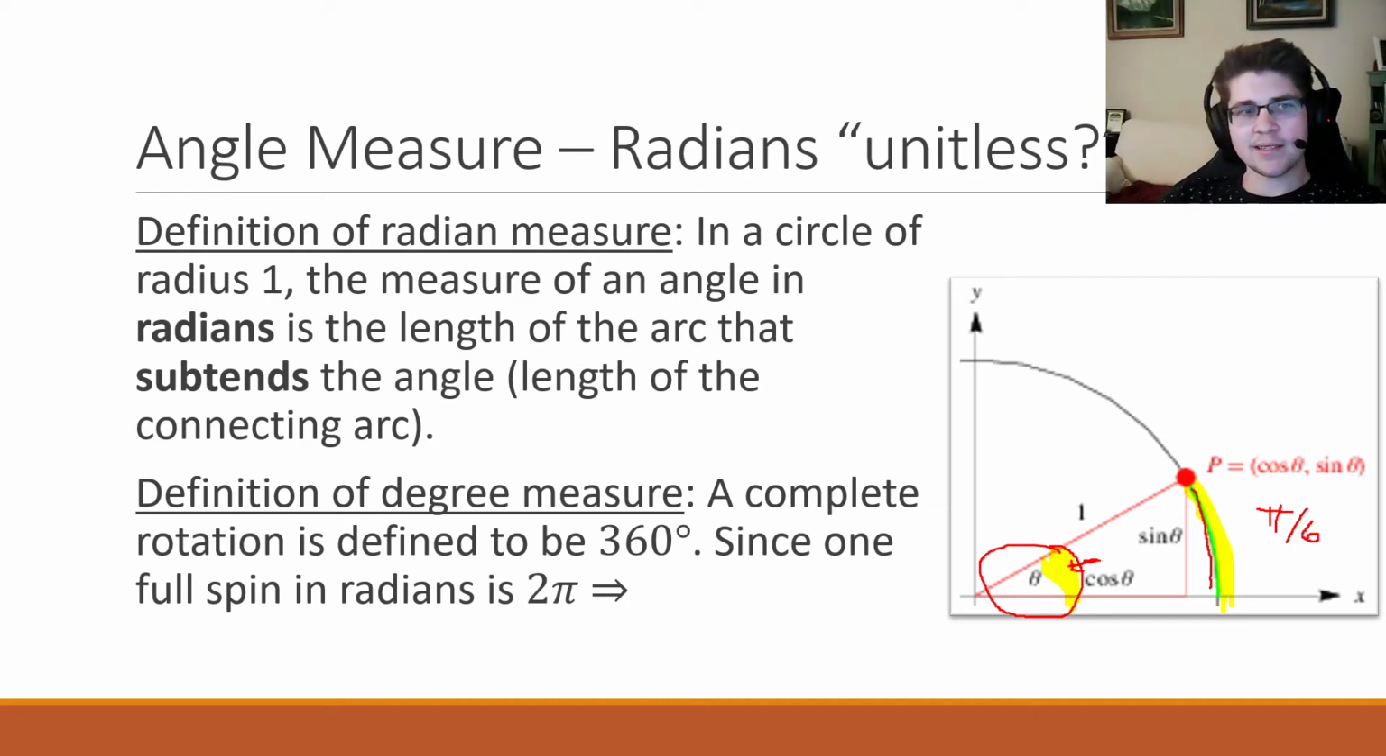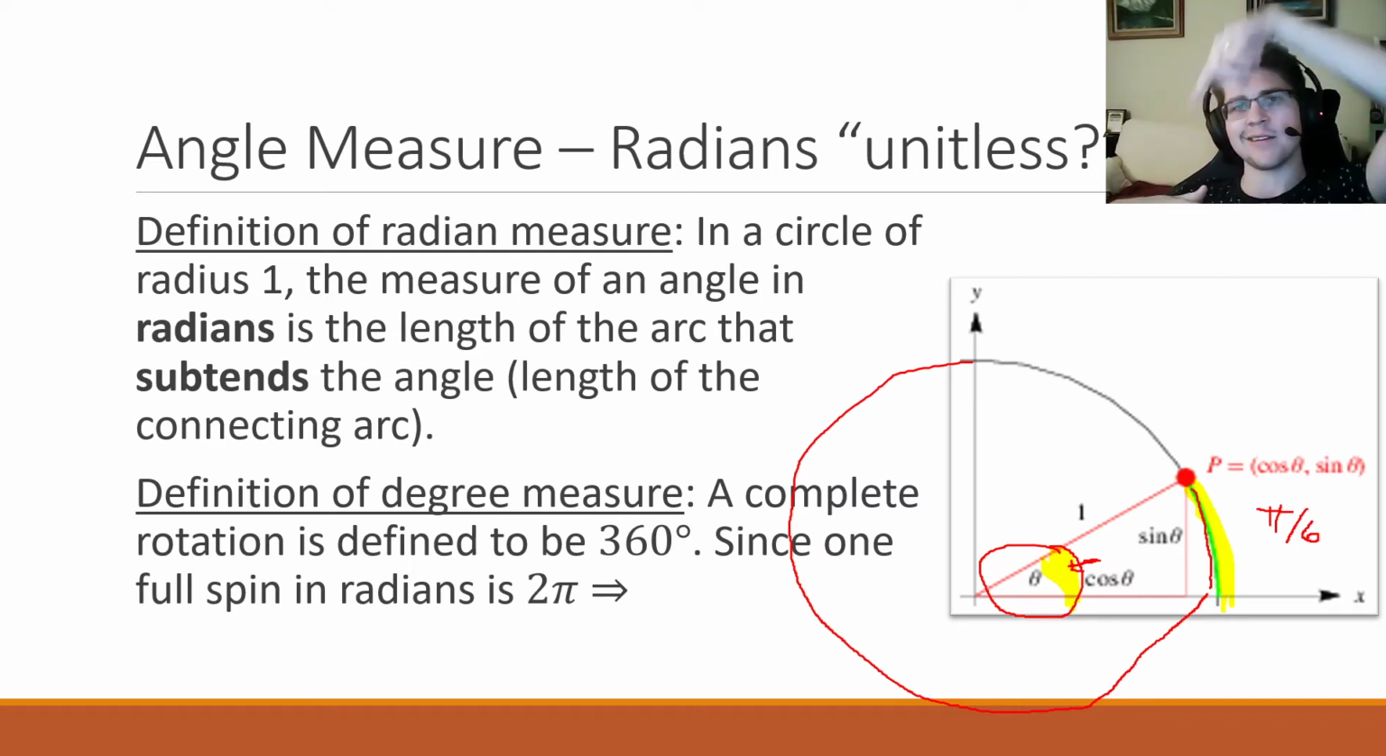Now in degrees, it's kind of nice because if we look at the definition of degree measurement, it says a complete rotation is defined to be 360 degrees. Going back to the unit circle, if we were to go all the way around, most people are familiar with the idea that if I do a full spin, that's 360 degrees, a complete rotation.